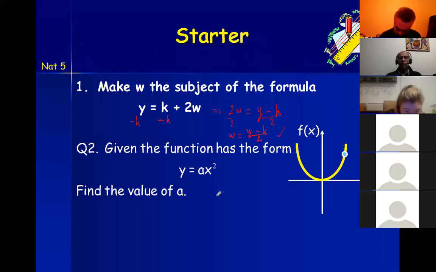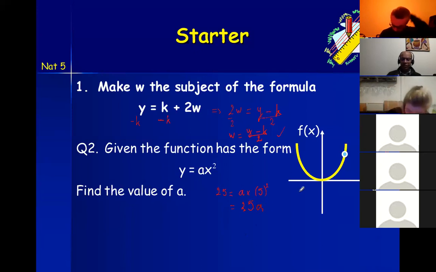Okay, so for this second question, y equals a x squared, something we've just done there. I'm just going to identify what x is and what y is. So substituting y equals 25, a times x squared is 5 squared. So what's 5 squared? 25. So I've got 25 equals 25a.